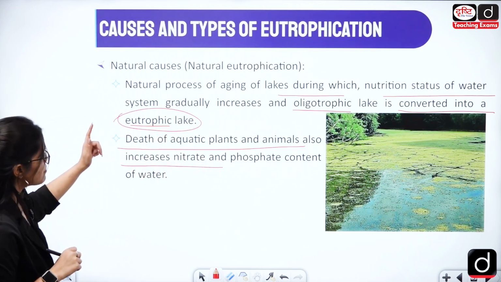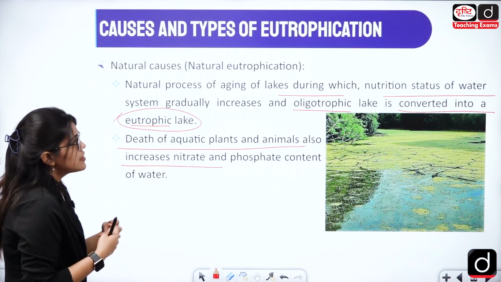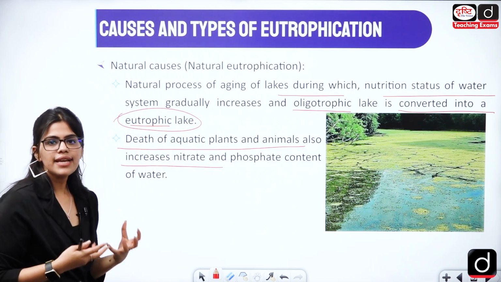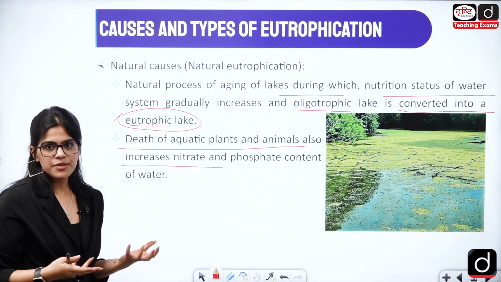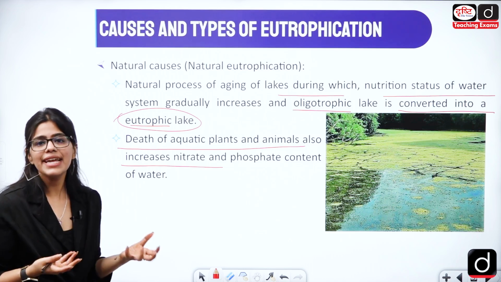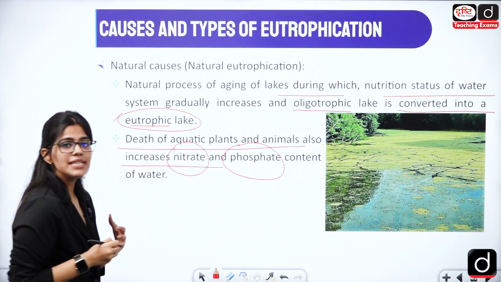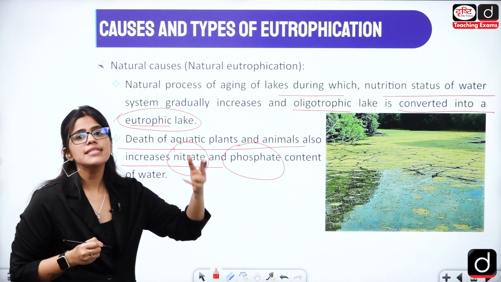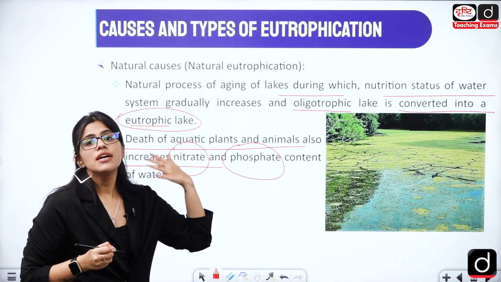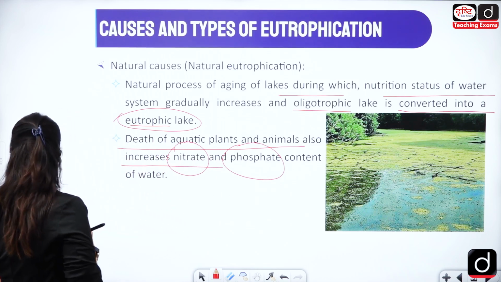The first can be the aging of the lake. As the lake becomes older, the nutrient status in the water can get affected because of that. Also, when the flora and fauna inside the lake die, the amount of nitrate and phosphate can increase, and in turn, the increase in nutrients can convert the water body into a eutrophic region.